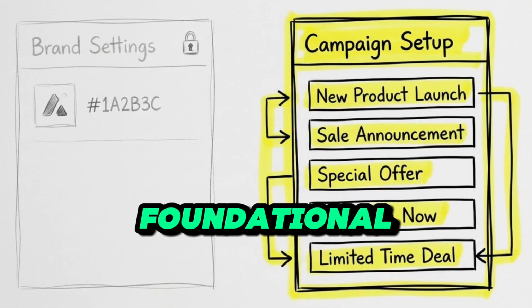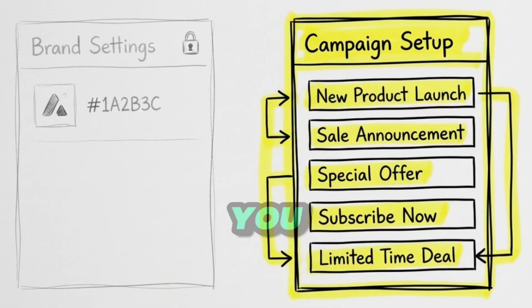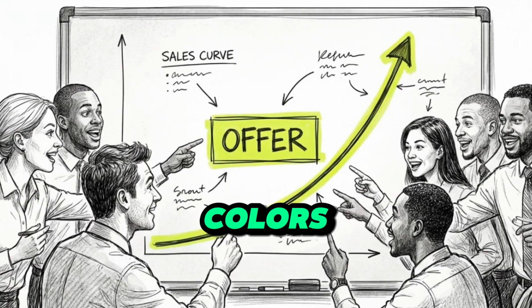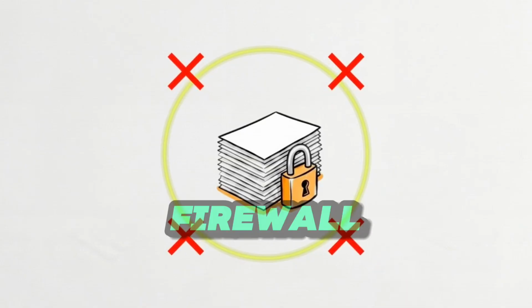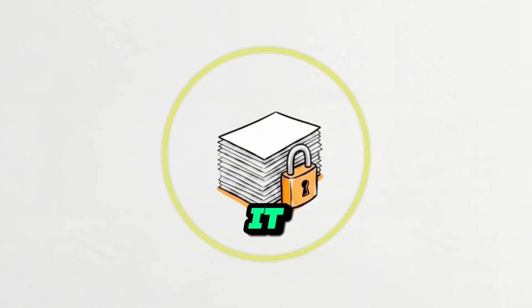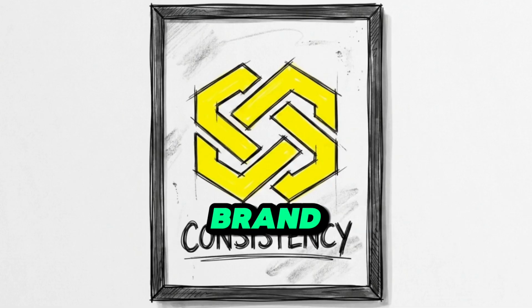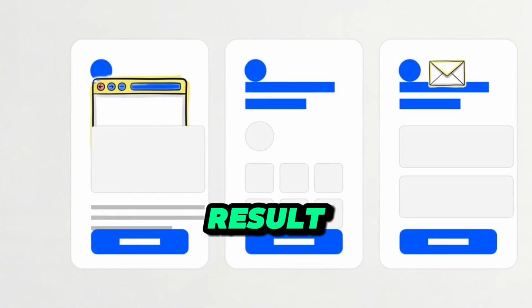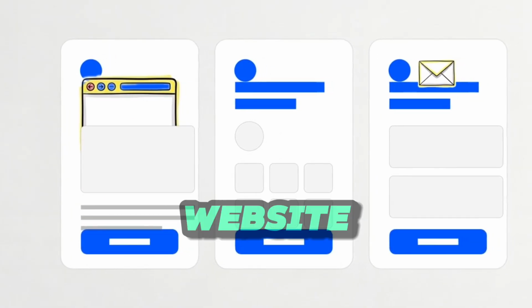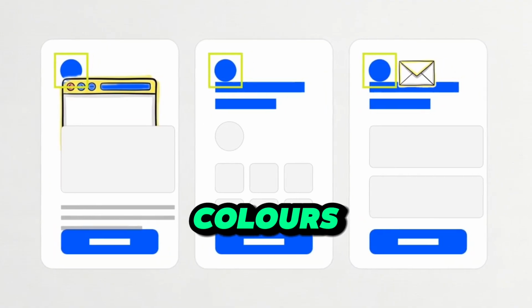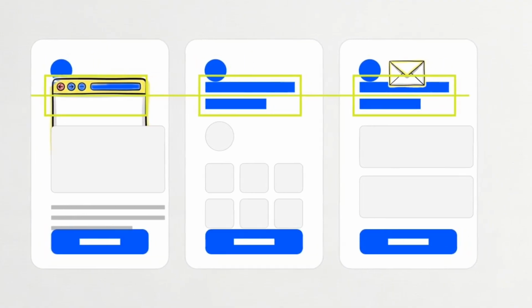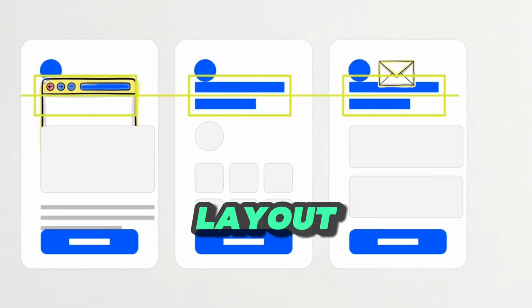When the foundational identity is already decided, you spend less time arguing over colors and more time focusing on the campaign offer itself. A stable internal identity serves as your firewall against the boredom trap. It keeps the team disciplined so the brand stays recognizable. This synchronized carousel shows the result of the completed workflow. The website, social media, and email layouts now share matching colors, identical logos, and a perfectly aligned structural layout.